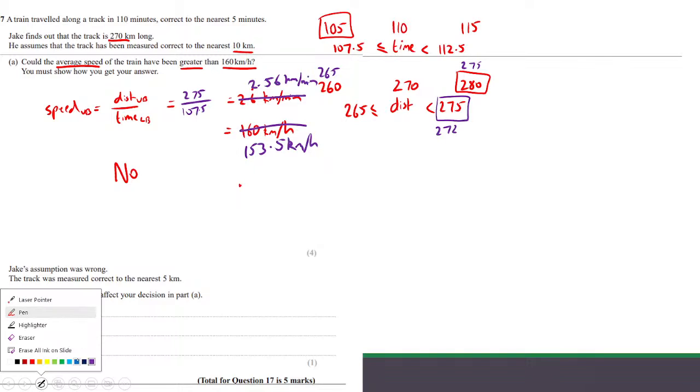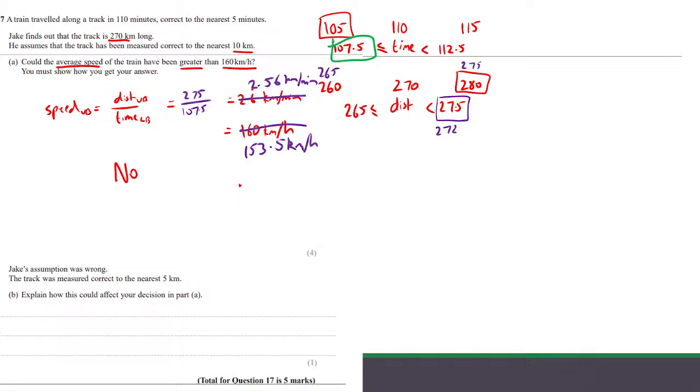Now, for this next part of the question, our time is going to stay the same as 107.5, but our distance, this number here, will be 272.5. So if I replace this number here with 272.5, so 272.5 divided by 107.5, and then we'd multiply that through by 60 to convert it back into kilometers per hour. I get 152. That does not account.